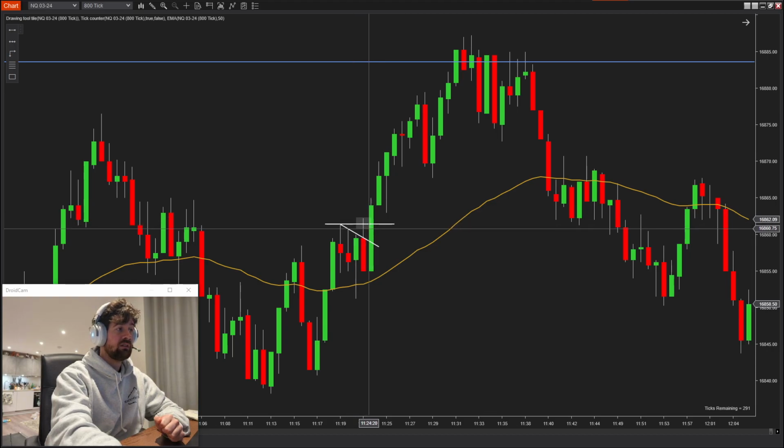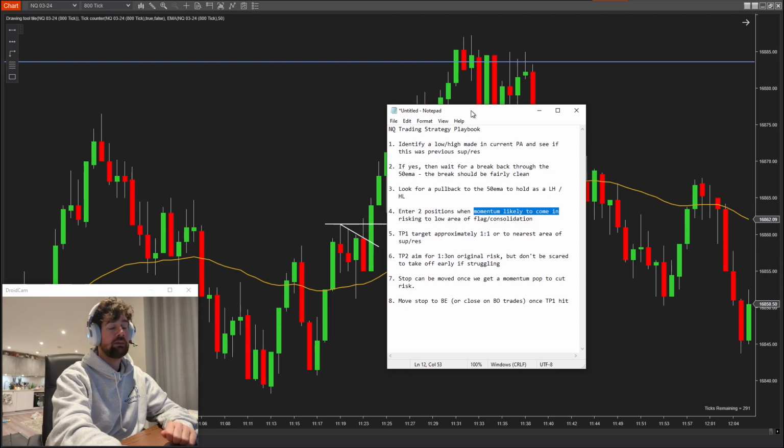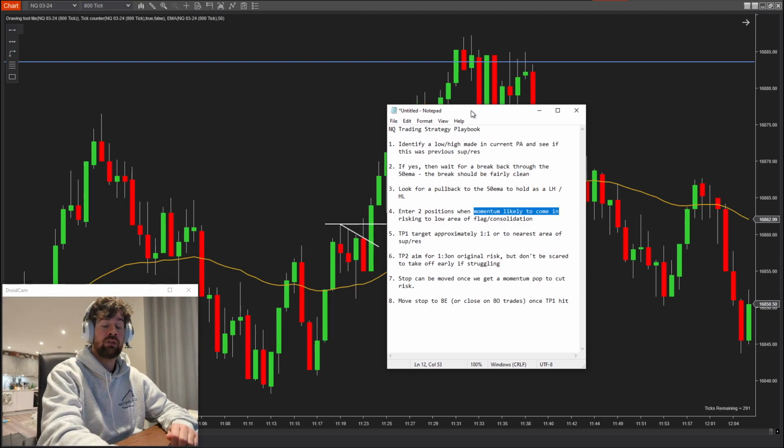So this just does take a bit of intuition, a bit of time to get good at. Like I said, for me, my biggest mistake currently, the thing that costs me the most, is getting in before momentum comes in. It's just something that you have to build over time.